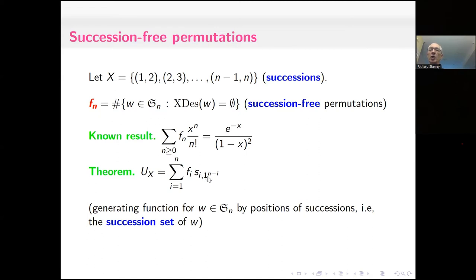First, only the Schur functions of hook shape appear: first row of length I and all the other rows of length one. And the coefficient is just FI, the number of succession-free permutations in SI. So this is essentially the generating function for permutations in SN by their succession set, the positions of their successions.